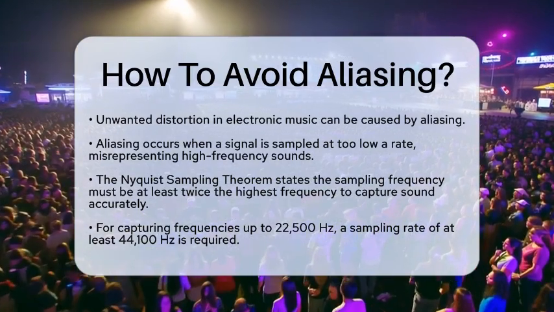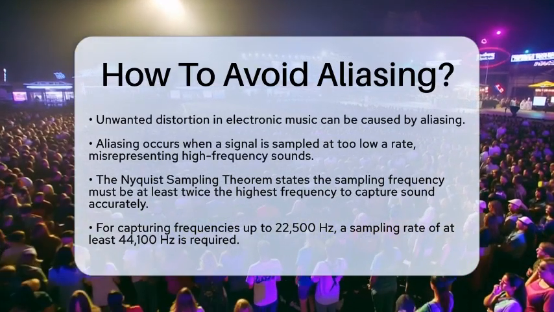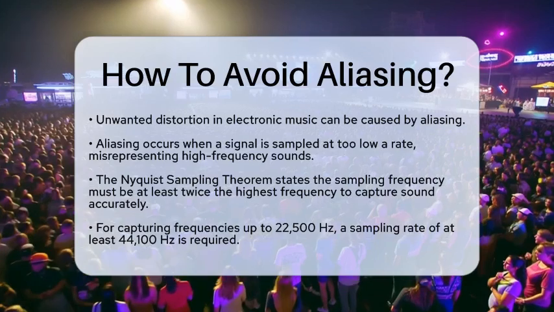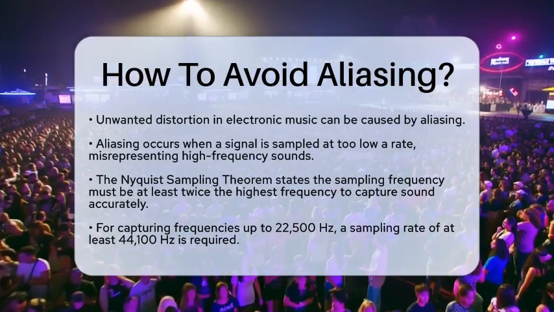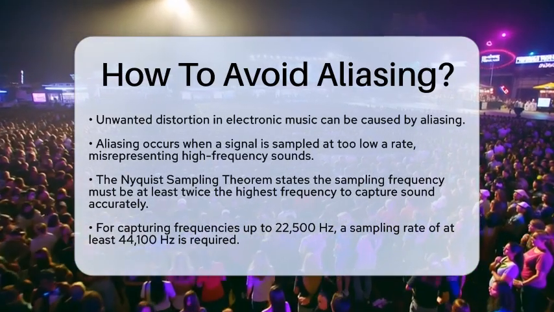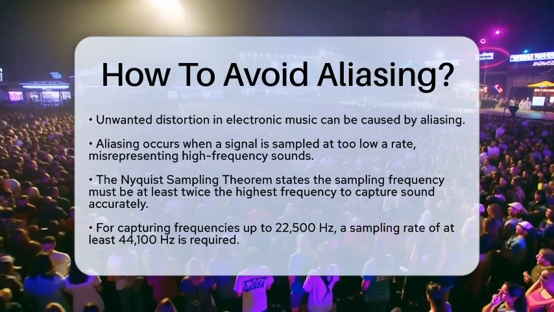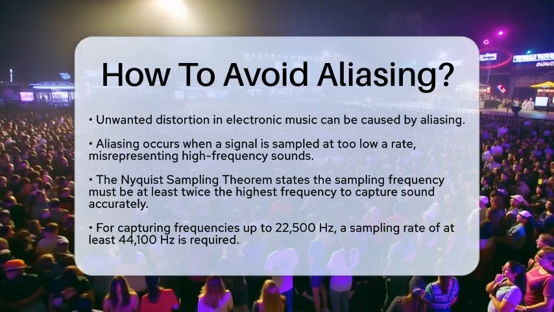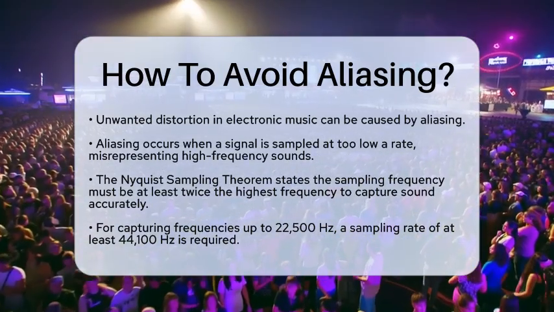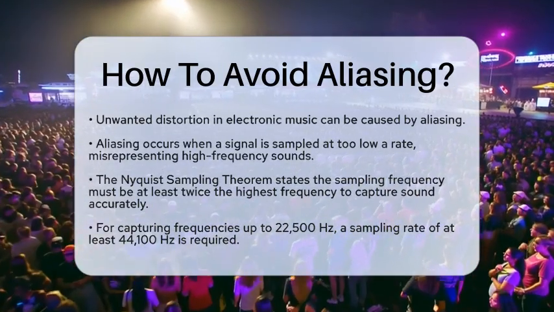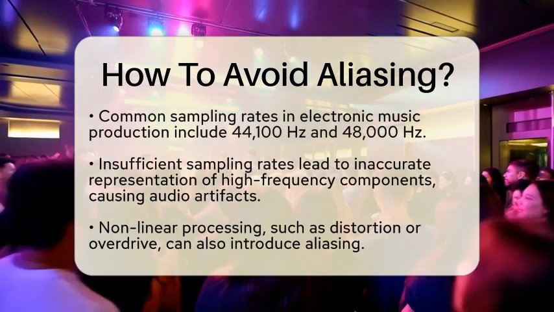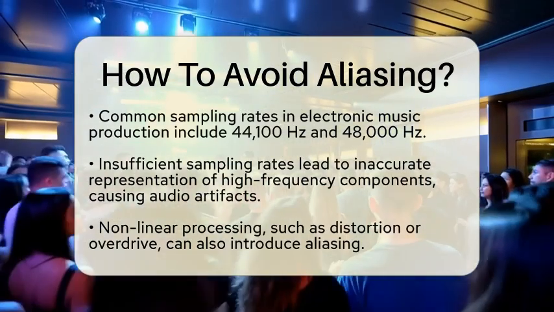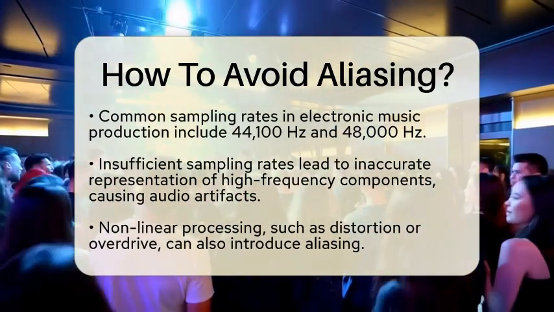First, let's talk about the Nyquist Sampling Theorem. This principle states that to accurately capture a sound, your sampling frequency must be at least twice the highest frequency in that sound. For example, if you want to capture frequencies up to 22,005 Hz, your sampling rate should be at least 44,100 Hz. Common rates like 44,100 Hz and 48,000 Hz are widely used in electronic music production.